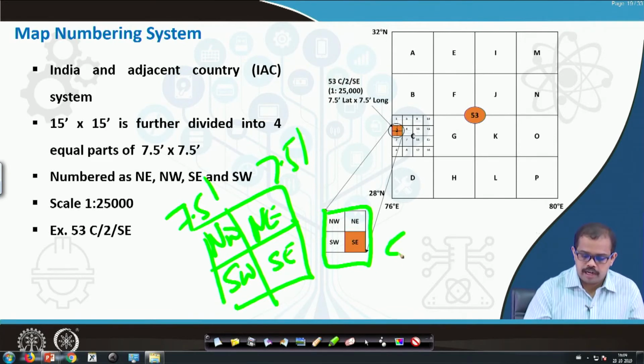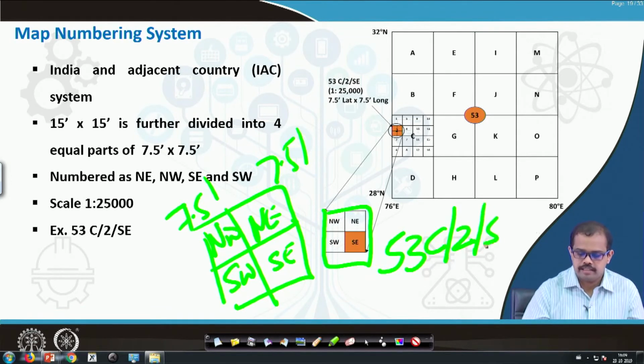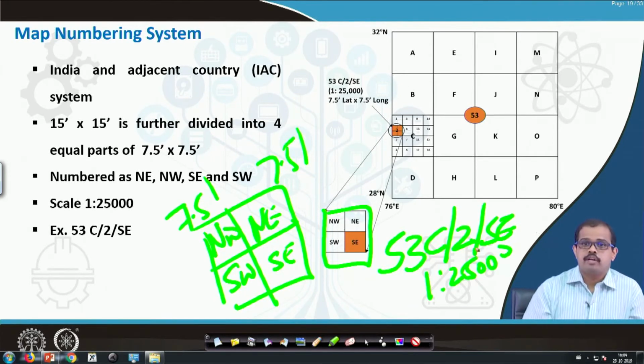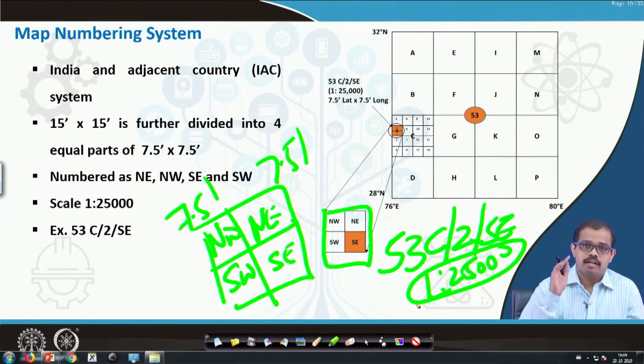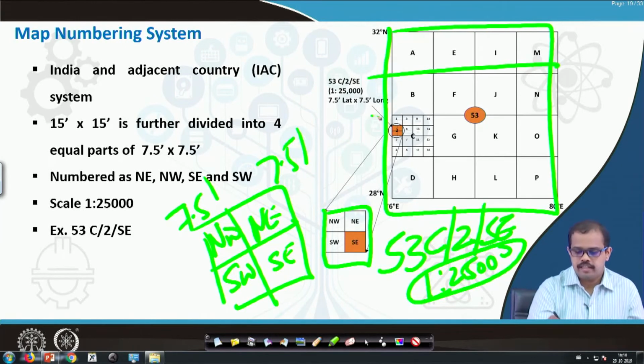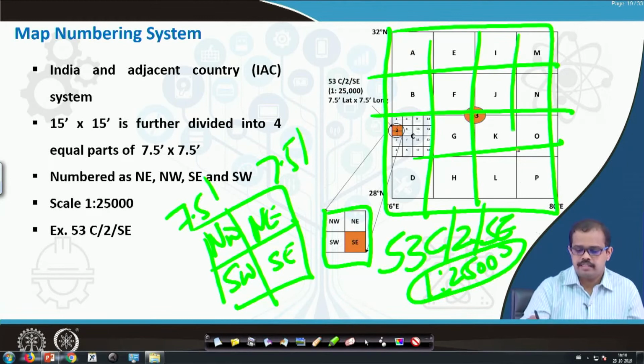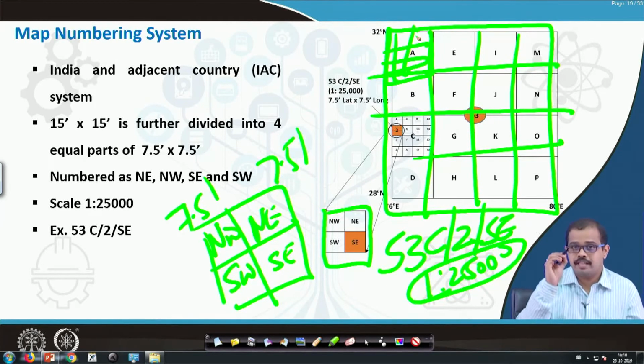So if someone writes it as 53C/2/SE, it is representing a 1:25,000 map, which means it is representing more details on the earth's surface. Okay. So the 1:1 million map is 53, which is represented here. Then I will divide this into 16 parts, so it becomes 1:50,000. Then each box here is again divided into 16 boxes represented by numbers.